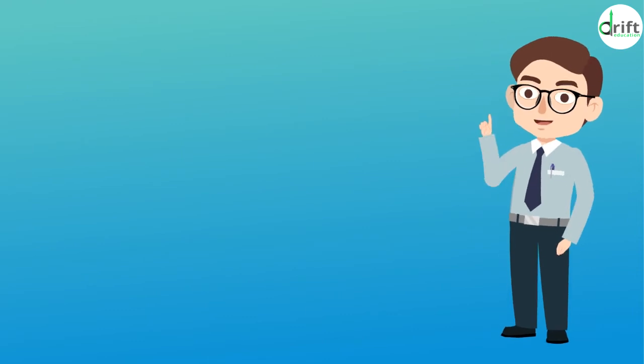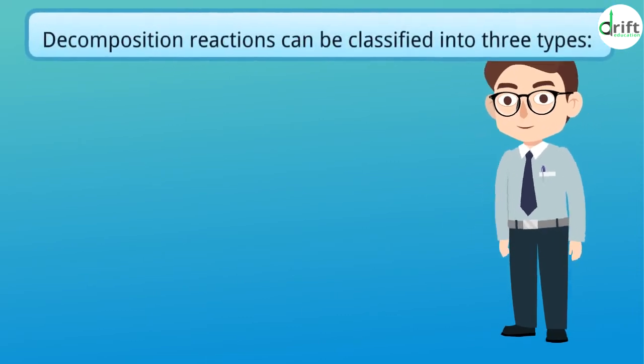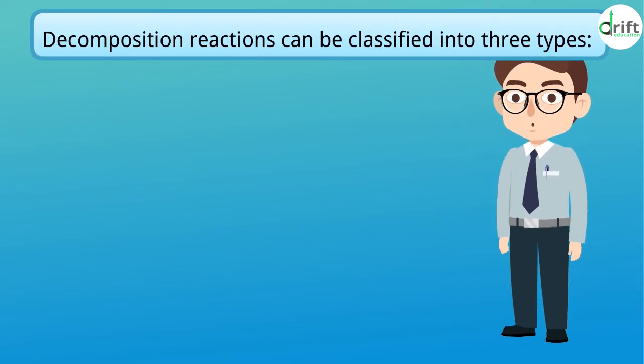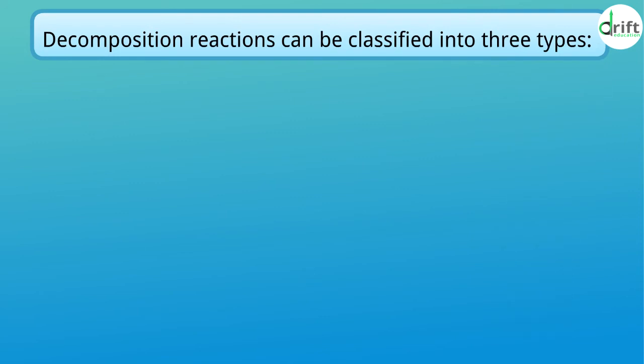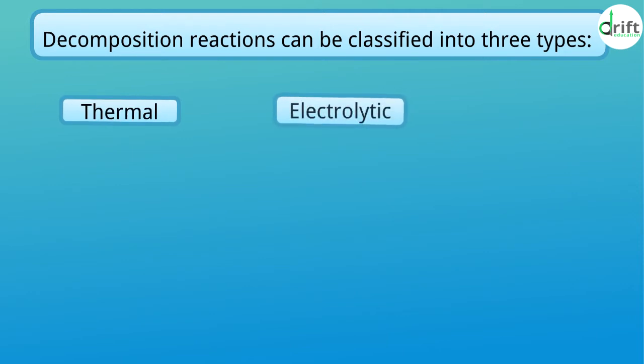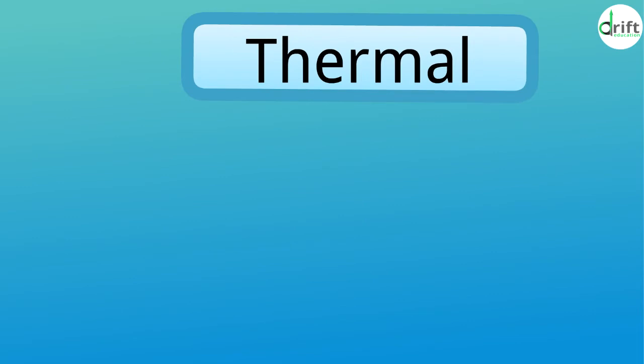Now, let us learn about its classification. Decomposition reactions can be classified into three types. They are A. Thermal decomposition reaction, B. Electrolytic decomposition reaction, and C. Photodecomposition reaction. Let's start with thermal decomposition reaction.